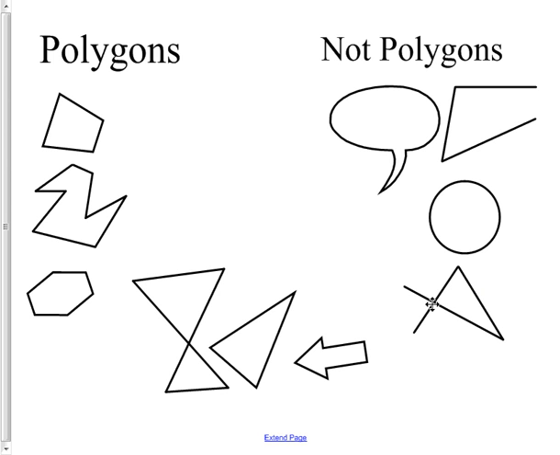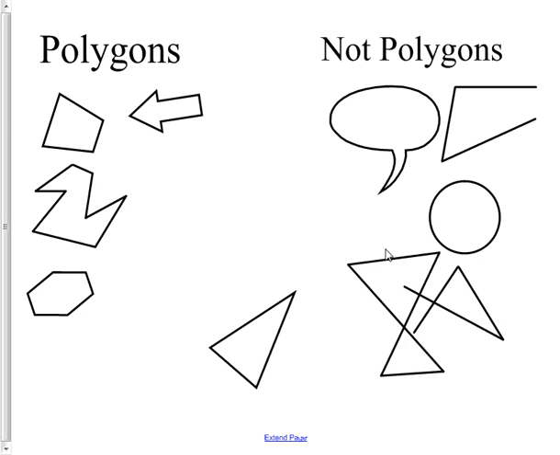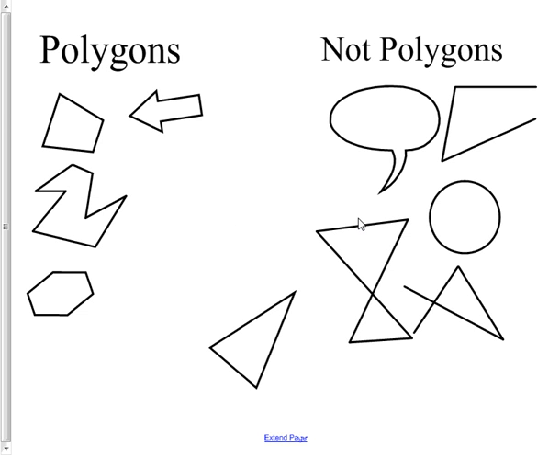So basically, it's got to be a closed figure where all the endpoints are connected. So this one is a polygon. This one is 2 polygons put together, but the shape itself is not a polygon. Well, yeah, this would be 2 separate polygons here. And then this one here is a polygon, it's a triangle.